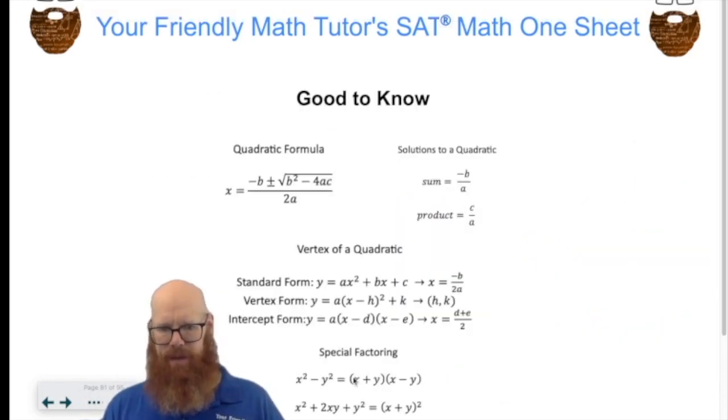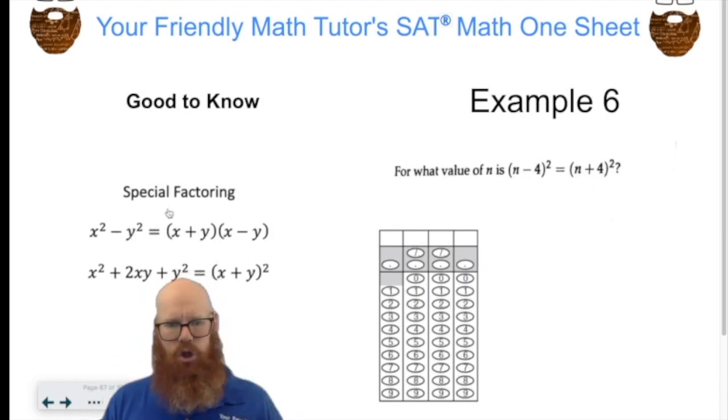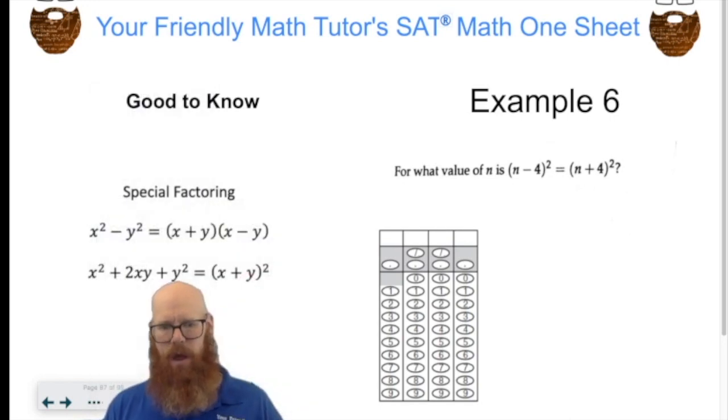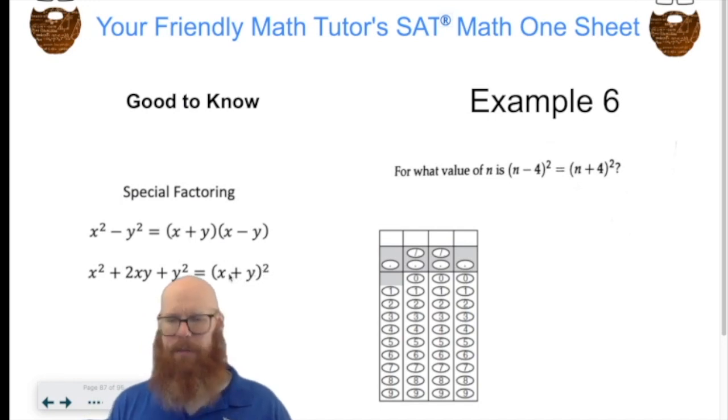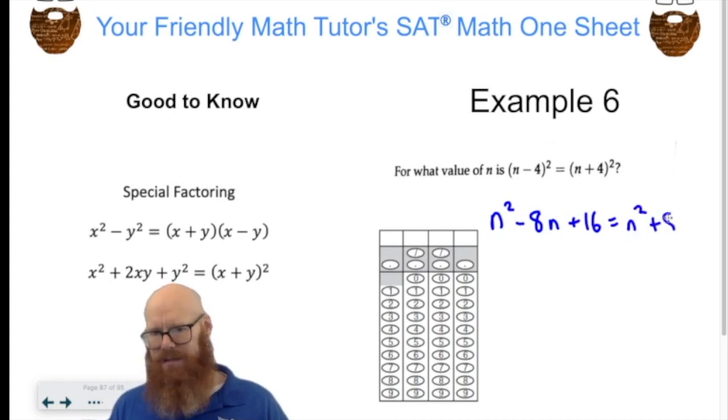And finally, we've got our special factoring techniques. These are just quick ways to factor instead of having to do FOIL. This one, we're using the second one. It's something squared, a binomial squared. So this one is n squared minus 8n plus 16, and on the other side, we get n squared plus 8n plus 16.